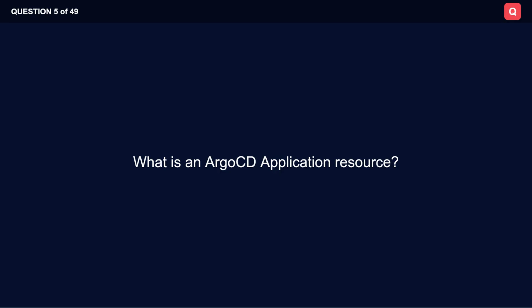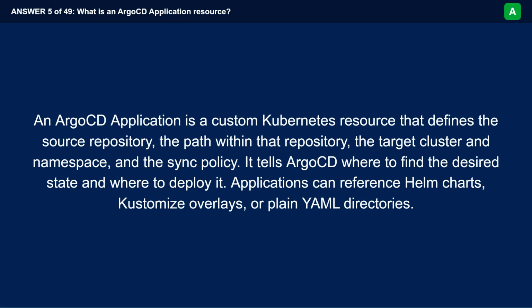What is an ArgoCD application resource? An ArgoCD application is a custom Kubernetes resource that defines the source repository, the path within that repository, the target cluster and namespace, and the sync policy. It tells ArgoCD where to find the desired state and where to deploy it. Applications can reference Helm charts, Kustomize overlays, or plain YAML directories.